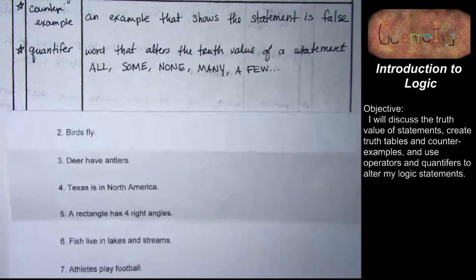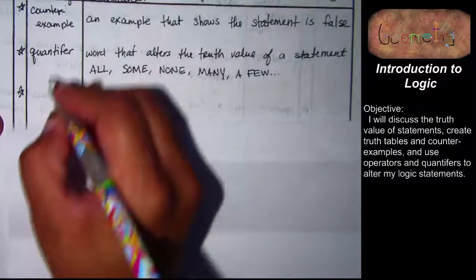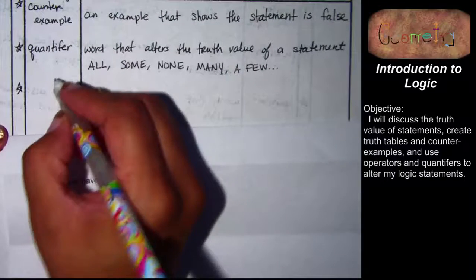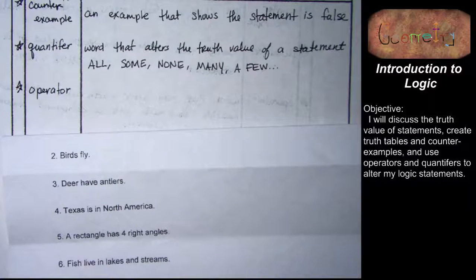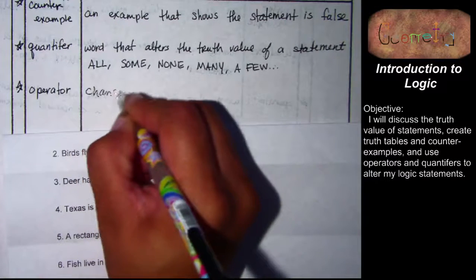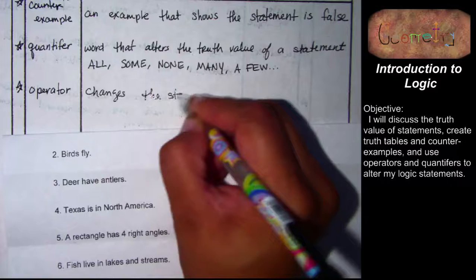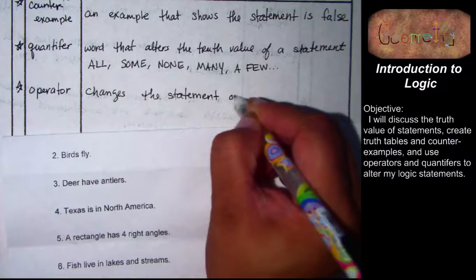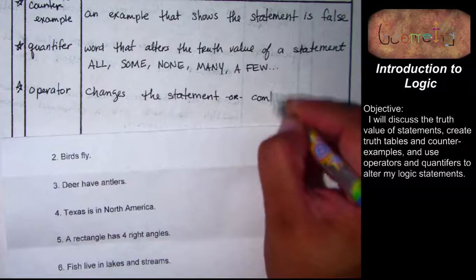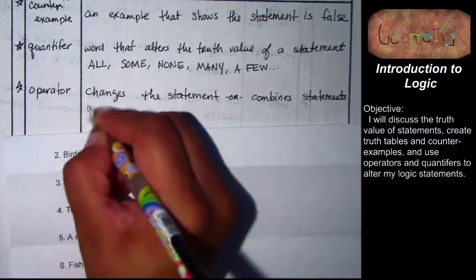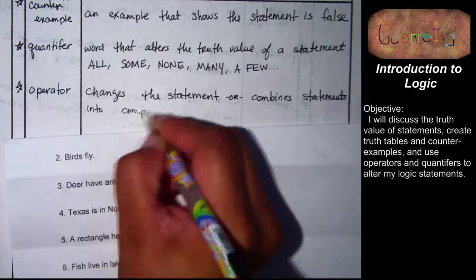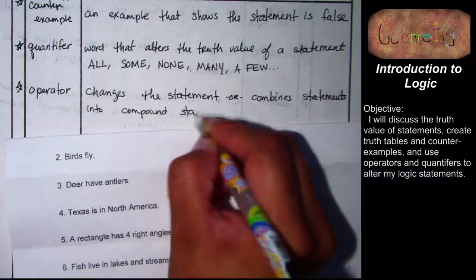One other thing that we can do to our logic statements here is do some sort of operation to them. Operators are going to change the actual statement itself and thereby affecting, possibly, the truth value. So an operator changes the statement or combines statements. And when you combine statements, you call it a compound statement.